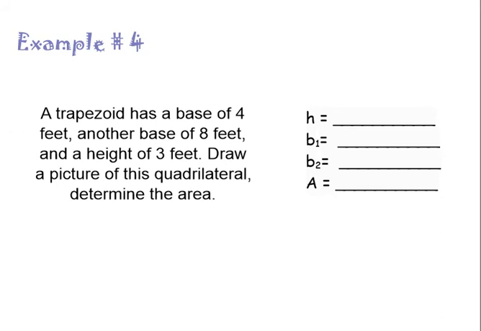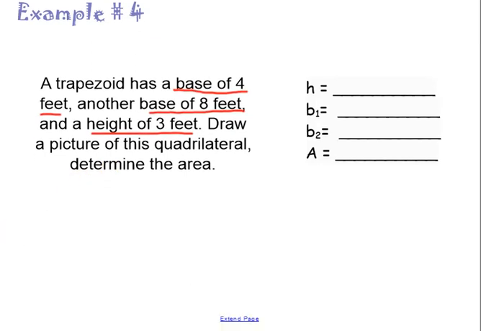Alright, now let's do a couple of word problems here with trapezoids, and then we will be done. So a trapezoid has a base of 4 feet, another base of 8 feet, and a height of 3 feet. Draw a picture of this quadrilateral and determine the area. So all that we're doing here that's different is it's not giving us a picture. We need to draw it and then find the area.